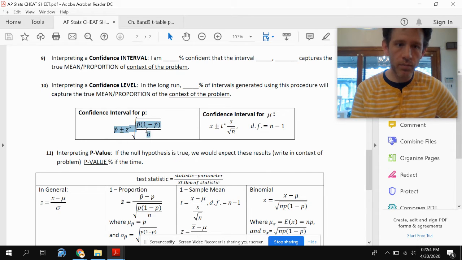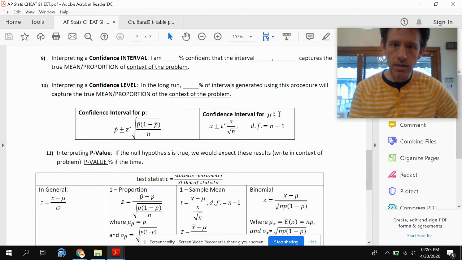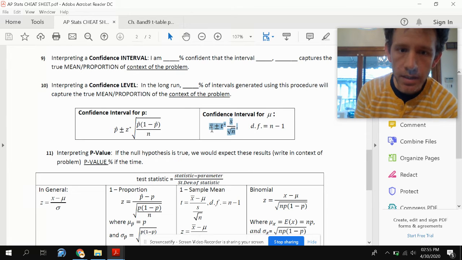This thing, this p hat plus or minus z star, that whole thing. So that's great. The other thing that is new now is the mean instead of proportion. And what does that look like? It looks like this. So we look at the differences. That is the sample mean, that symbol. It's t star instead of z star. And then the standard error is this formula: the sample standard deviation over the square root of n.